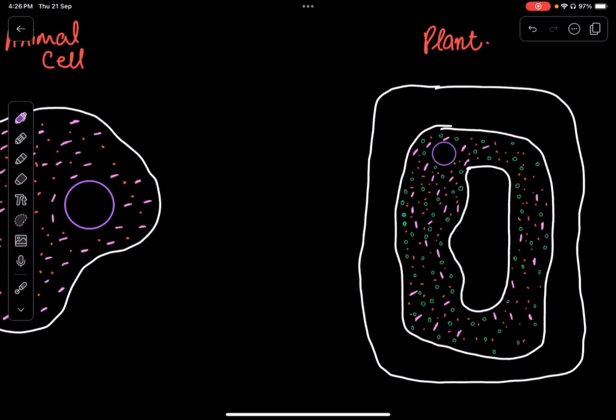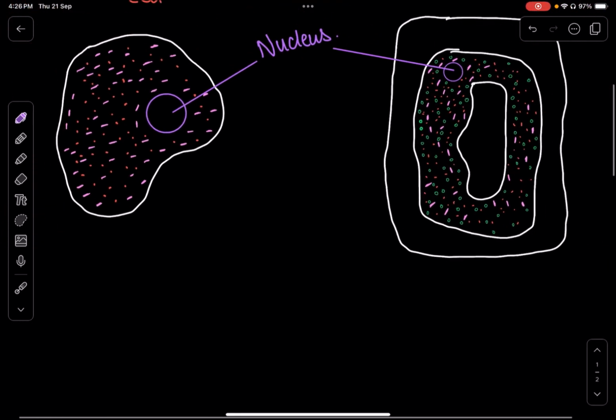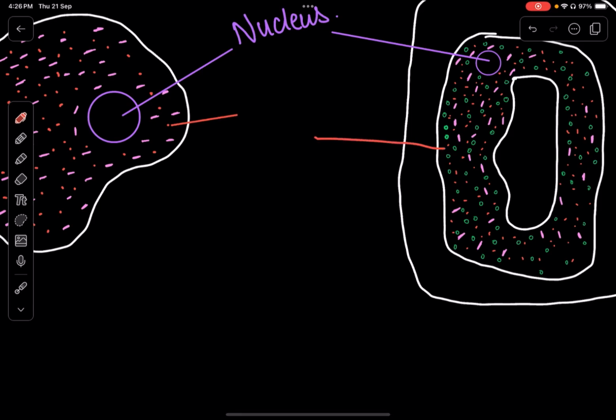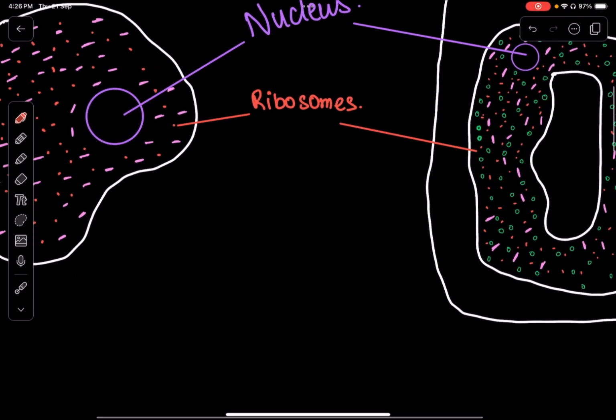So these things you basically see right here, these round things, are called the nucleus. Okay, this is called the nucleus. And then the red dots that you see in both of the cells, these are called ribosomes. Okay, these are called ribosomes.